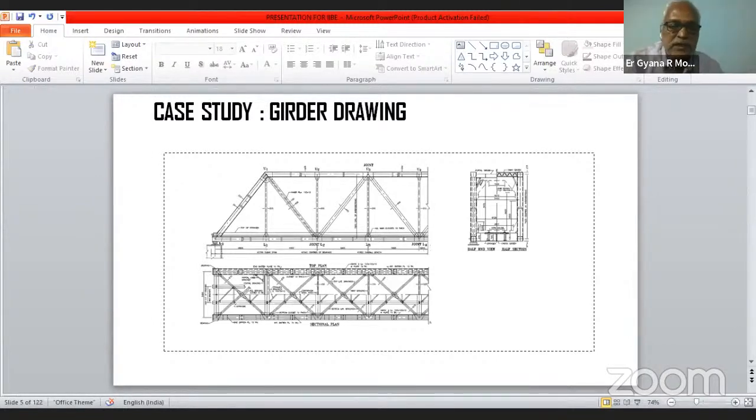Okay, then as a case study, we are taking this 45.7 meter girder. As we decided, the components of the 45.7 meter girder are I-beams, built-up beams, star angles, and T-sections. So we'll deal with them one by one, and with how they are welded.